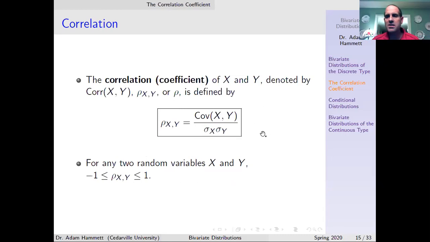It just gets rid of the dependency on units for this thing. It kind of standardizes the covariance and gets rid of the units. Otherwise, the covariance being really big wouldn't mean much. It would just mean that the units, because that would be dependent on the units themselves. Okay, so here we kind of normalize this thing.